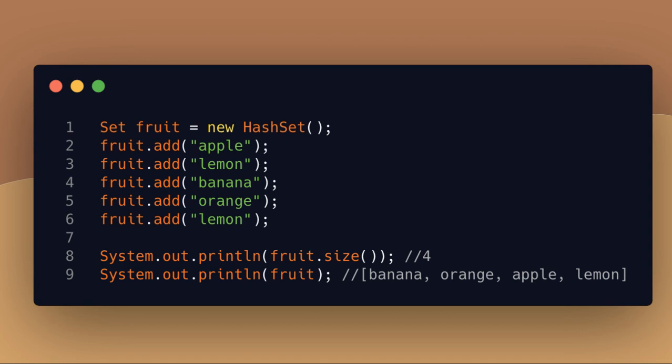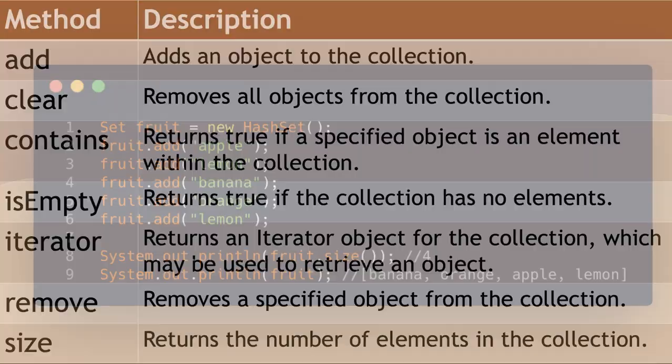And when I print out the set on line 9, the order is not the same order that I added the elements to the set. Since the set is unordered, we have no control over where our elements will be placed. Please note that while I'm demonstrating this using strings, collections can hold any type of object.